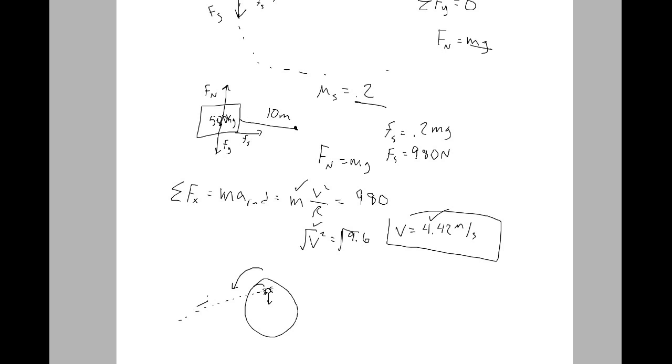So that is circular motion. And this will be part 1. The next part, we will talk about turns on a banked road.